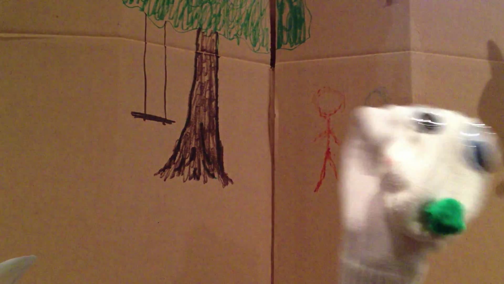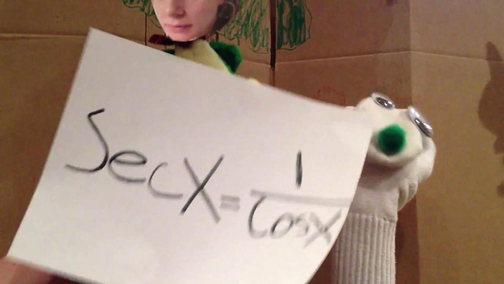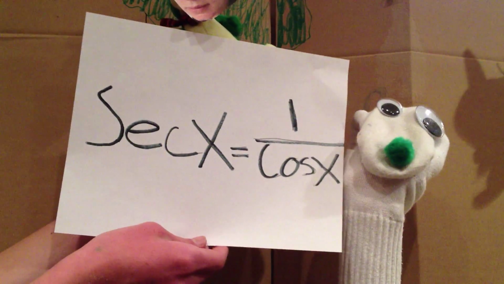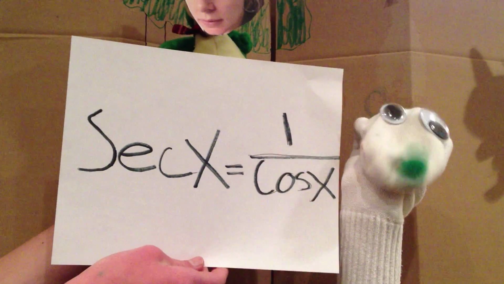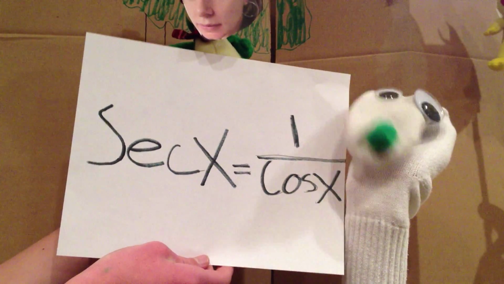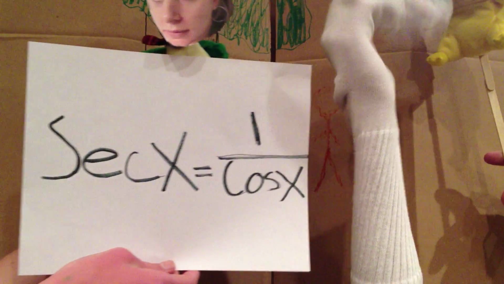Okay, so the next one, we'll look at secant. Secant is the reciprocal of cosine. So secant of x is equal to 1 over cosine of x. Again, don't be despicable. Use the reciprocal.